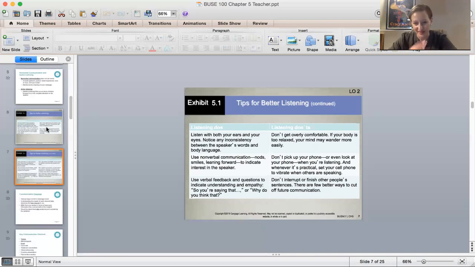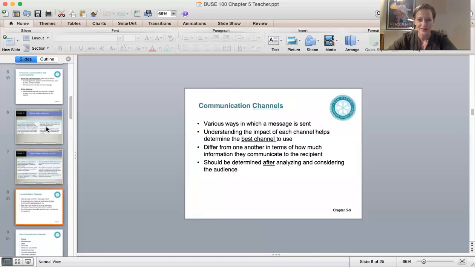Don't pick up your phone. Don't look at your phone. If you're listening, that means you're not on the phone. Don't interrupt other people. Don't try to finish other people's sentences.